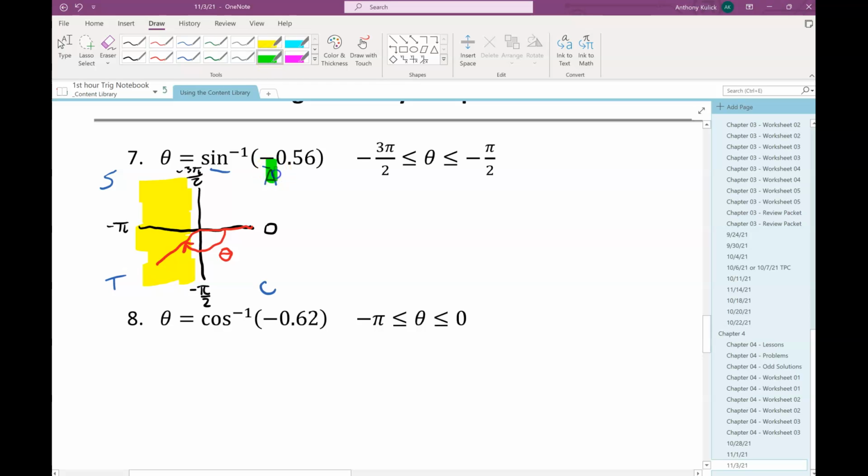So the all silly turtles crawl is just an acronym to remind us what quadrants the trig functions are positive or negative in. So the A in quadrant 1 stands for all. So all of sine, cosine, and tangent are positive in quadrant 1. The S in quadrant 2 tells us that sine is positive. So cosine and tangent are negative. The T in quadrant 3 tells us tangent is positive, but sine and cosine are negative. And the C in quadrant 4 tells us cosine is positive, but sine and tangent are negative.